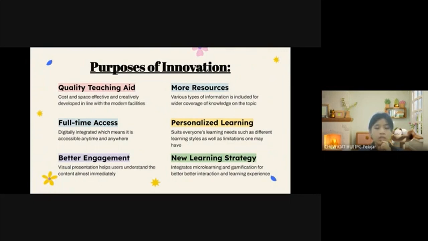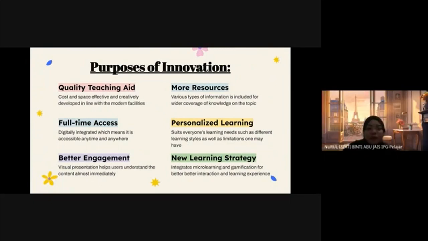Okay. The next one, we're going to be talking about the purposes of our innovation. The first one is that we want to produce quality teaching aid for everyone, for the teacher and also for the students in the classroom. A quality teaching aid, in our opinion, is a cost and space-effective and creatively developed software or innovation in line with modern facilities. That's why we use a phone, Google Lens, and maybe even a laptop or projector.